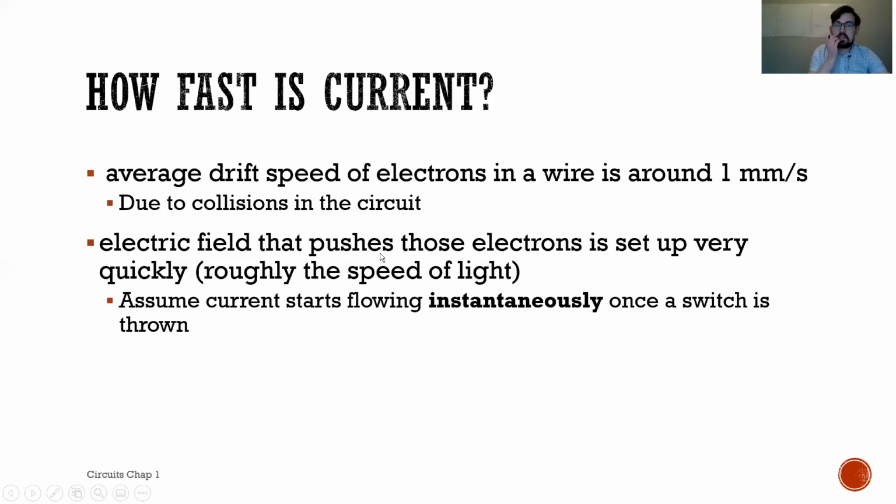For most circuits, we're going to assume that current basically starts flowing instantaneously. That's going to help us out a lot. If we were dealing with big circuits, this would be something we'd have to think about. But for our purposes, you hit that light, the current starts flowing right away because that electric field is generated almost instantaneously.